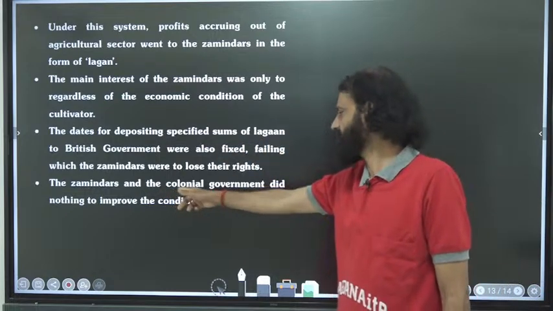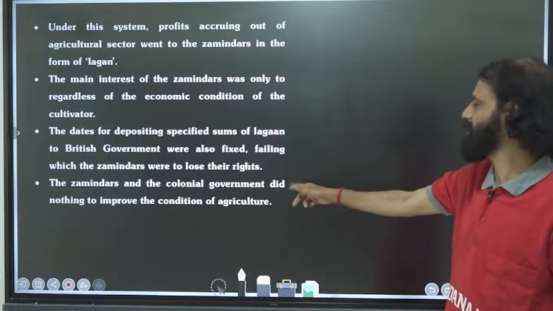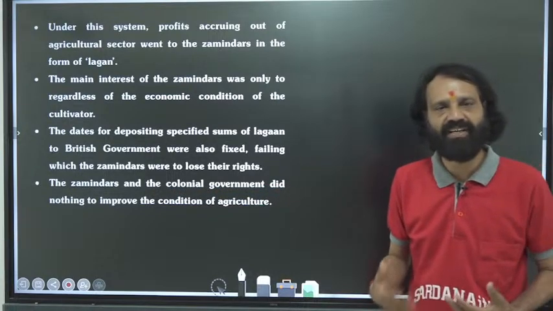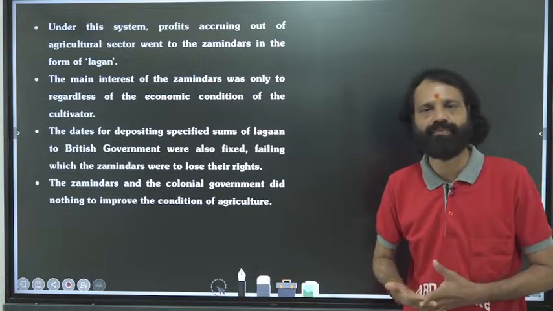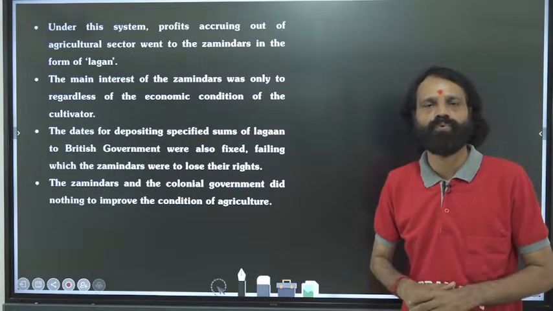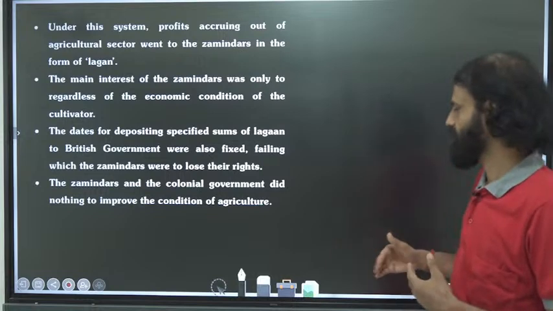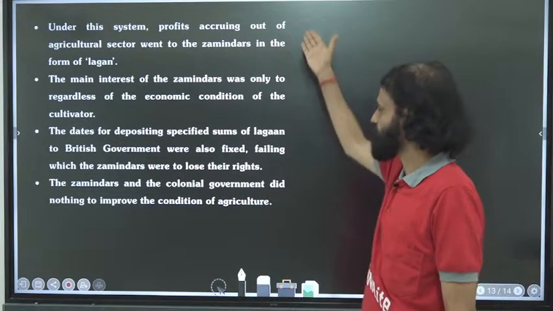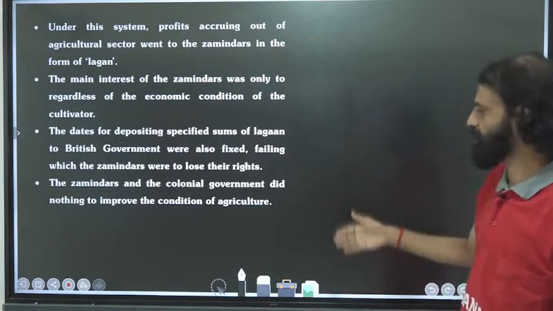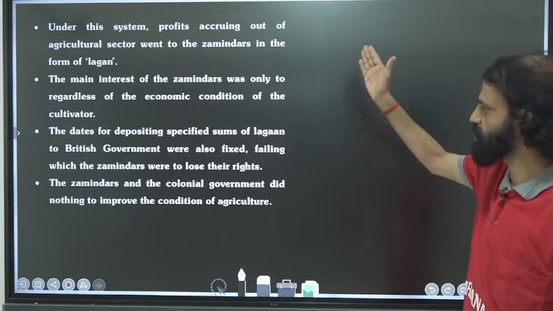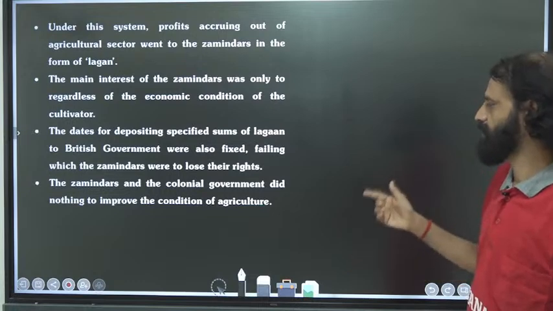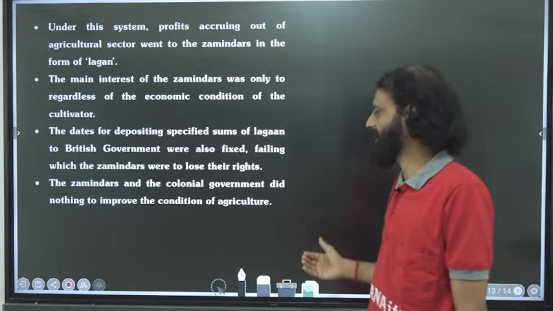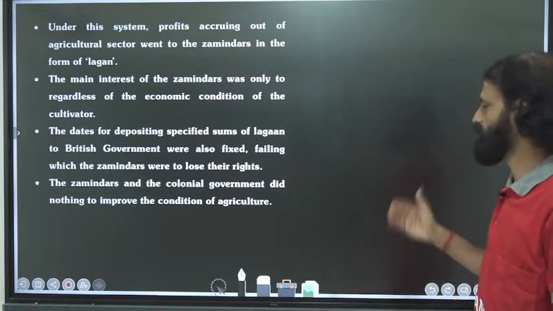The zamindars and the colonial government ultimately did nothing to improve the condition of agriculture. The agriculture field didn't improve. Agriculture saw its worst time while the Britishers were ruling our country. During the period of British rule, we saw very poor economic conditions. The agricultural sector was not doing well.